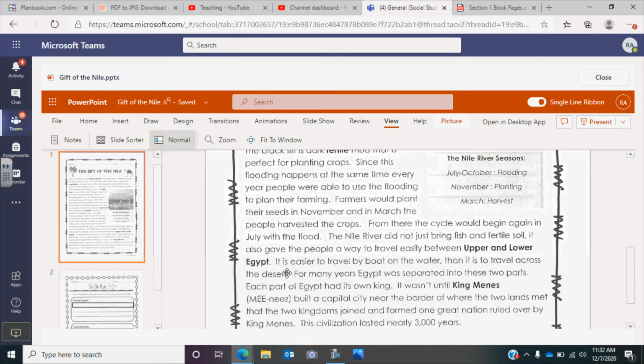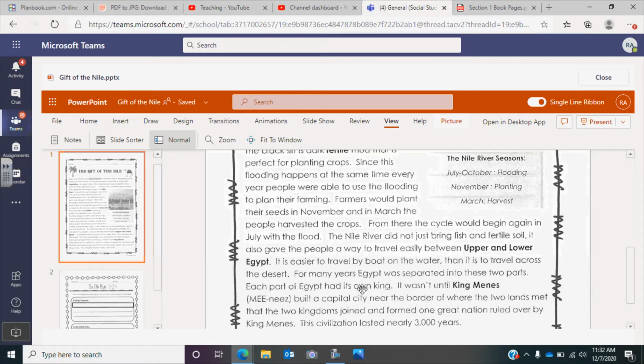For many years, Egypt was separated into these two parts. So the Upper Egypt and then the Lower Egypt. If you remember, it's kind of backwards of what we think because of how the Nile River flows. So remember, Lower Egypt is downriver and Upper Egypt is upriver.